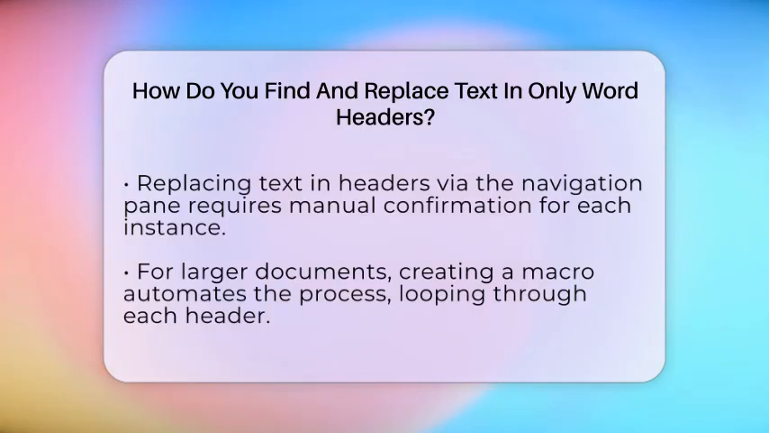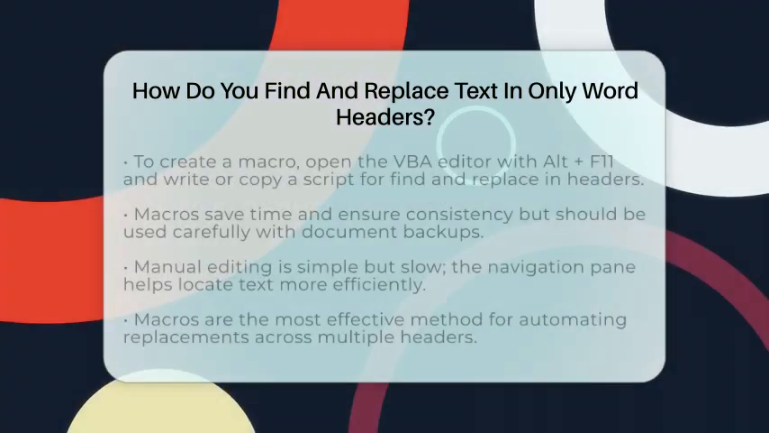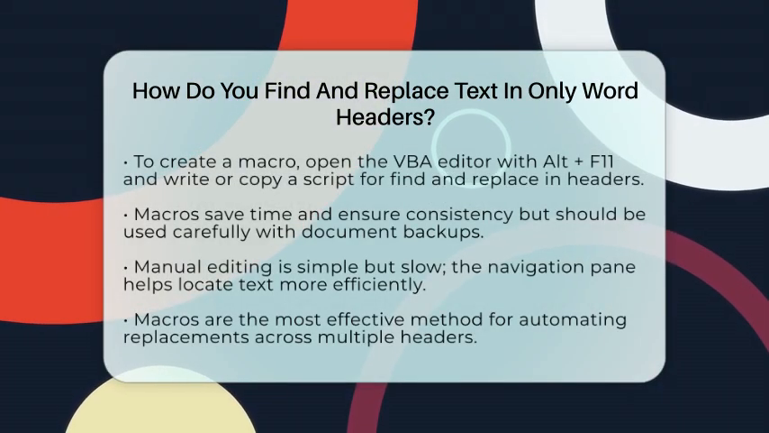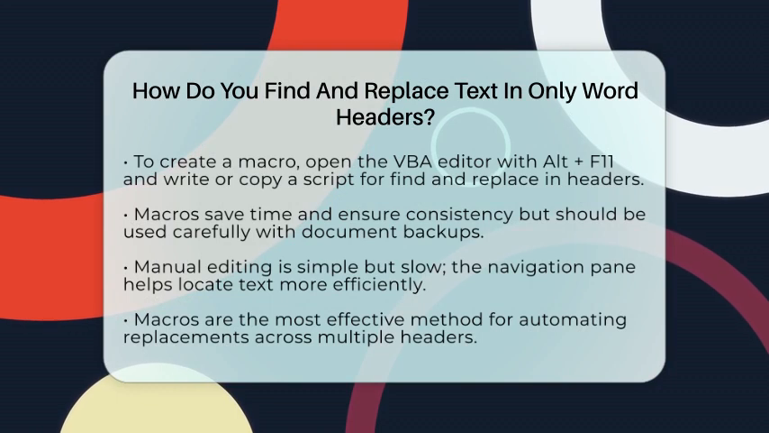For larger documents or multiple headers, automating the process is best. You can do this with a macro, which is a small script that runs inside Word. To create one, press Alt plus F11 to open the VBA editor. Then, you can write or copy a macro that loops through each section of your document, finds the header, and performs the find and replace operation within that header only. This method saves time and ensures consistency across all headers.